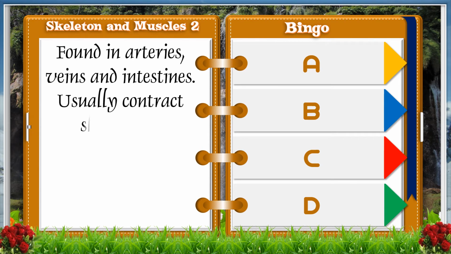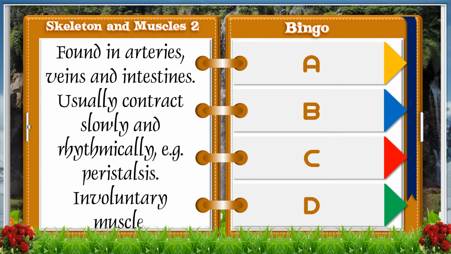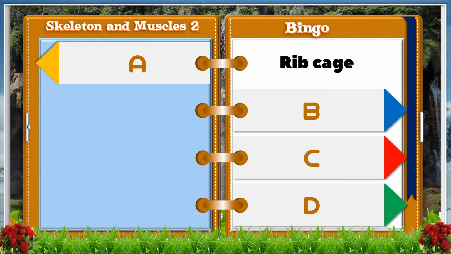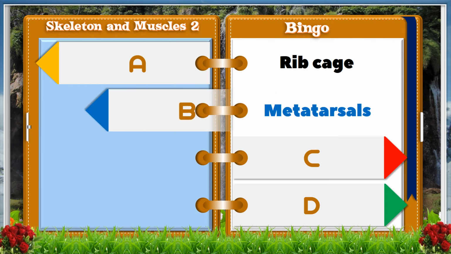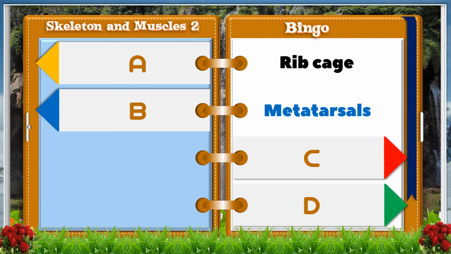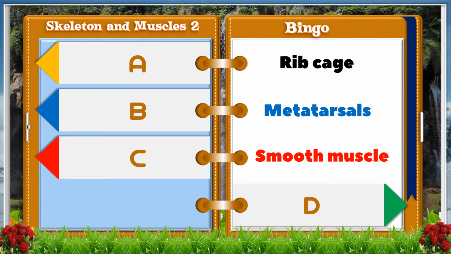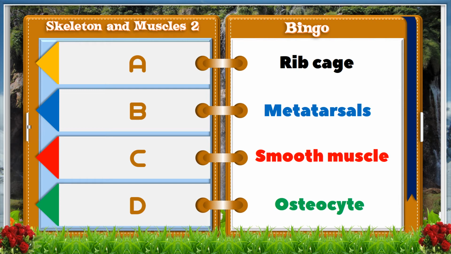Found in arteries, veins, and intestines, usually contract slowly and rhythmically. For example, peristalsis, involuntary muscle. A. Rib cage. B. Metatarsal. C. Smooth muscle. D. Osteocyte. And the answer is C. Smooth muscle.